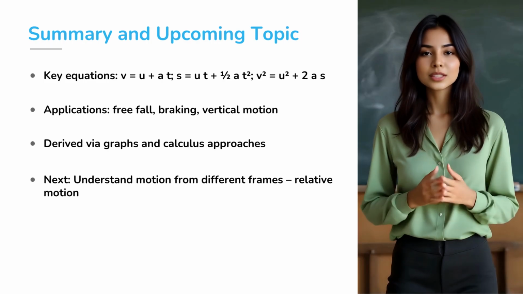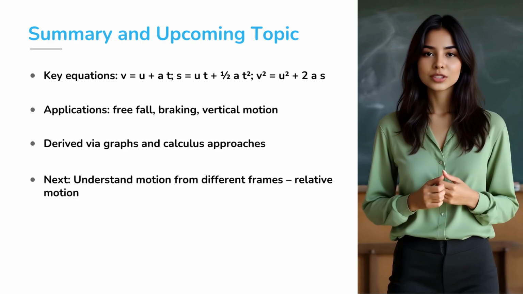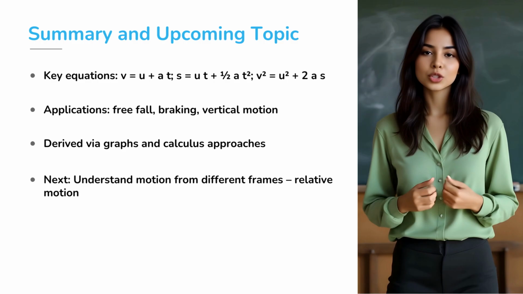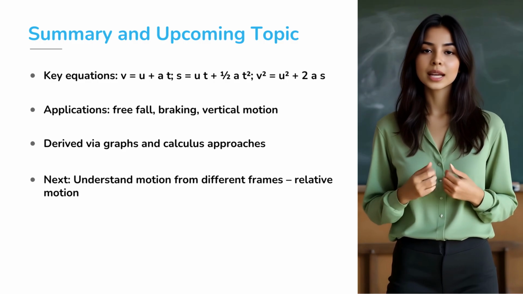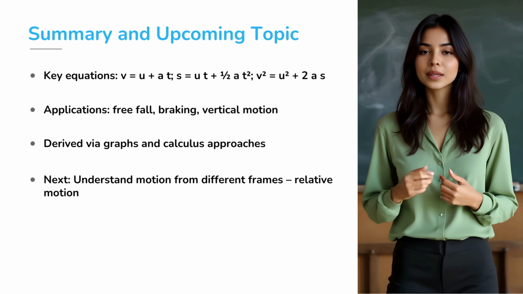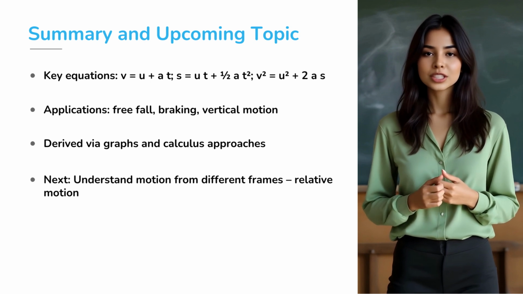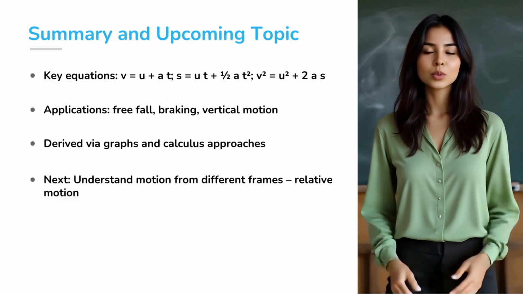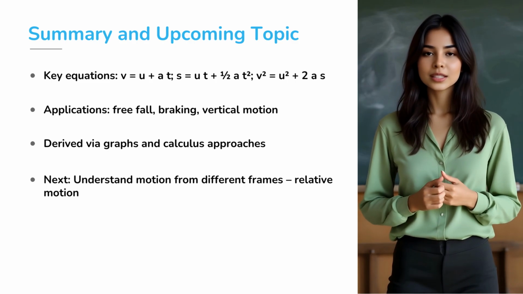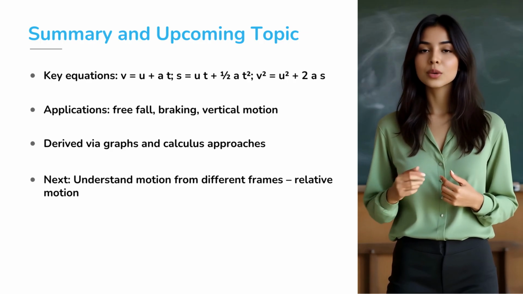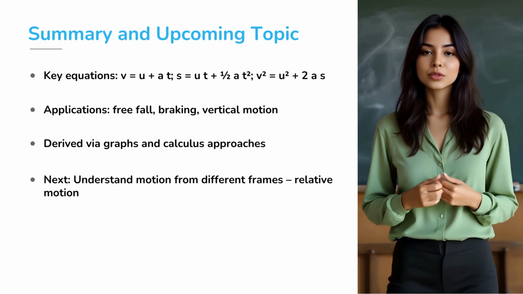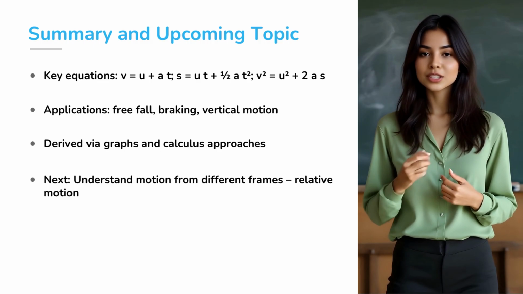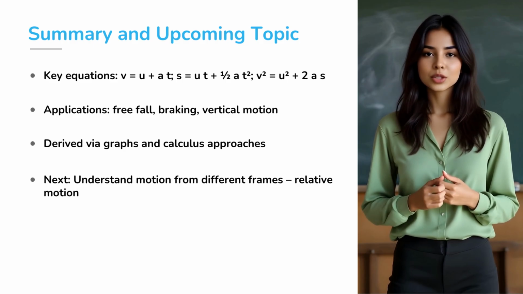Before we wrap up, let's quickly recap the 3 golden equations of uniformly accelerated motion. Final velocity v equals initial velocity u plus acceleration a multiplied by time t. Displacement s equals u times t plus 1/2 times a times t squared. v squared equals u squared plus 2 times a times s. We derived these equations using graphs and calculus, and applied them to vertical motion, free fall, Galileo's law of odd numbers, braking and stopping distances, and even human reaction time.